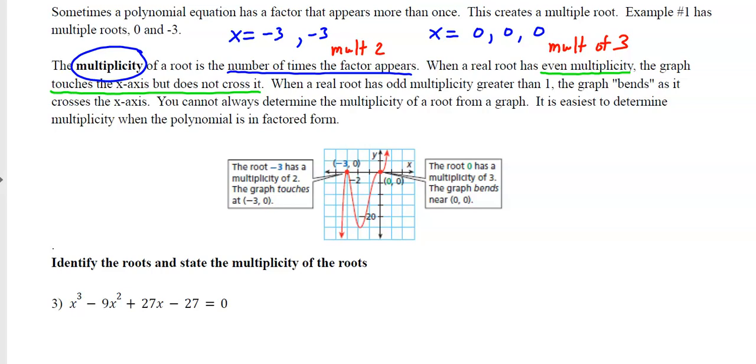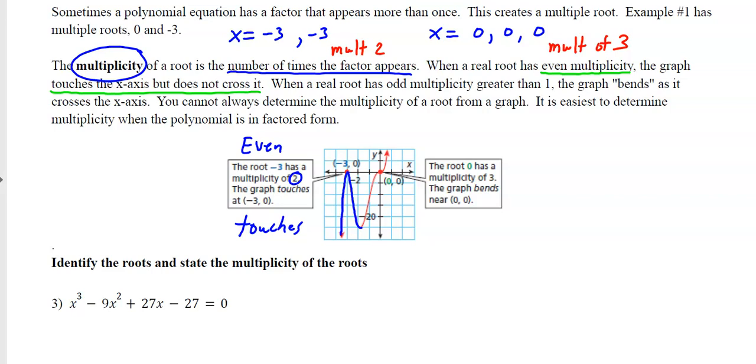So if you notice right here, that -3 had a multiplicity of 2. So this is the even situation. Notice that it just touches the graph. It doesn't cross the x-axis. It kind of comes up, just touches it, and it gets rejected and comes back down. So that's when you have an even multiplicity.